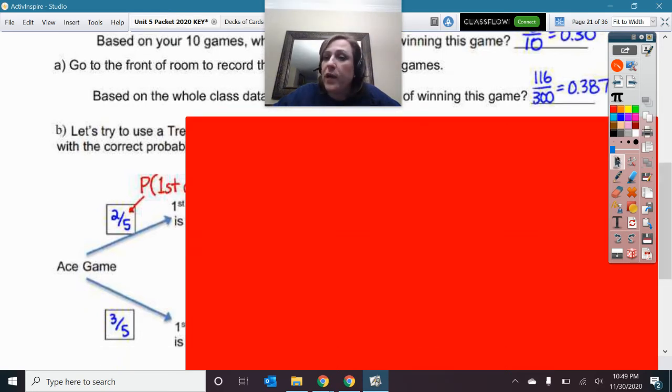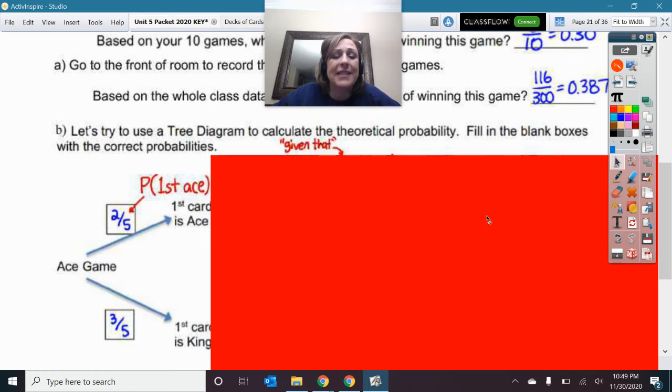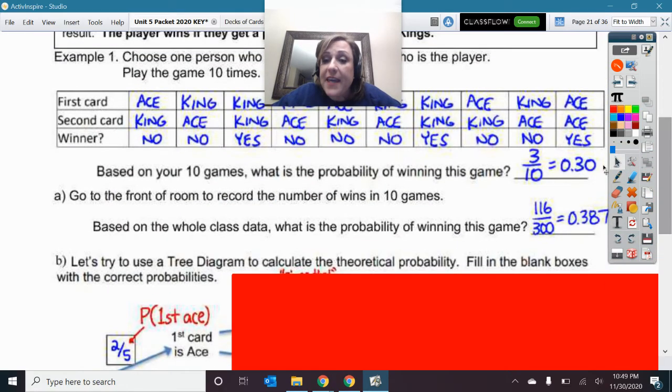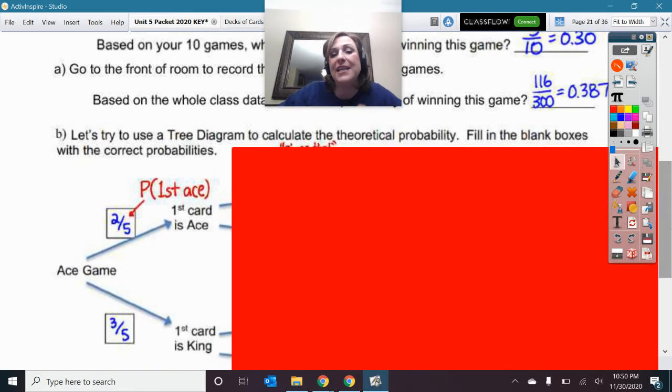So now we are going to make a tree diagram of what theoretically should happen. What probability should happen. See, these are our experimental results, okay? What actually happened, compared to what is theoretically supposed to happen based on our conditional rules of this game. Okay, so here we go.